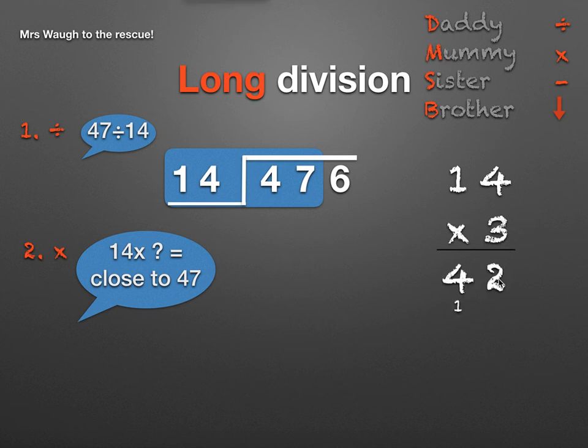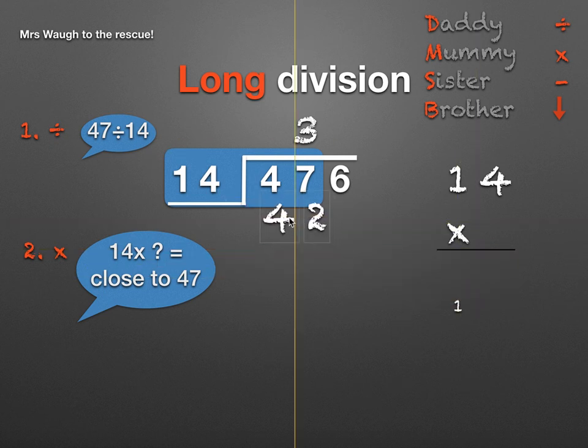So we get 42 when we multiply that. So what do you do with that answer? So what we do with this is we now know that 47 divided by 14 is 3. So we can take that and put that in our answer. And what do we do with the 42? We take that and we put it over here.